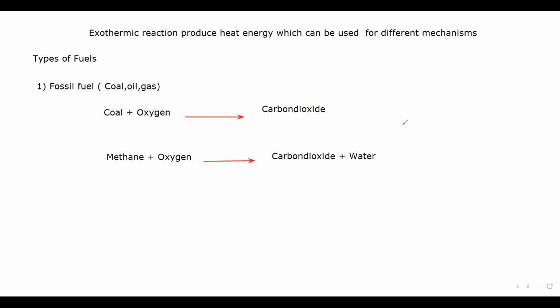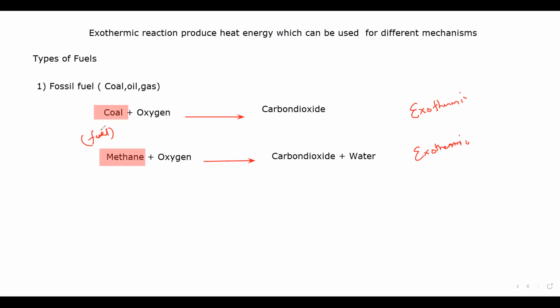And what will be the type of this reaction? This reaction will be exothermic, because it is used as a source of energy. And what is the fuel here? Coal is a fuel, methane is a fuel. Oxygen is not the fuel. Oxygen helps in the combustion of the fuel.